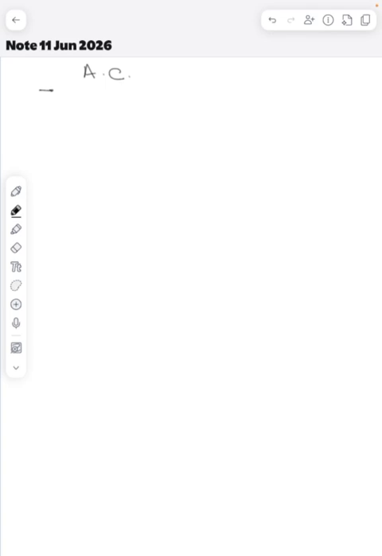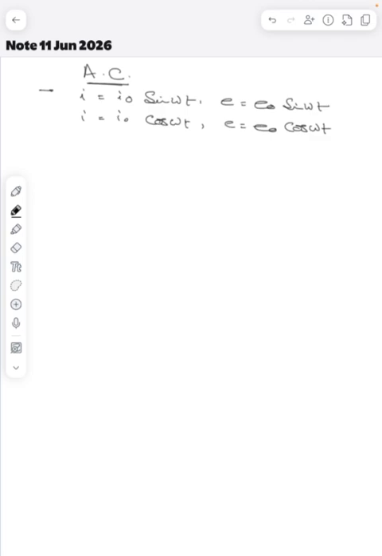The current which is always in one direction is called DC, direct current. Current which reverses its direction in equal intervals of time is called alternating current. Instantaneous current I equal to I naught sin omega t. Instantaneous EMF E equal to E naught sin omega t, or I equal to I naught cos omega t, E equal to E naught cos omega t.